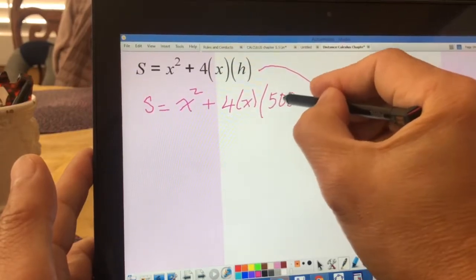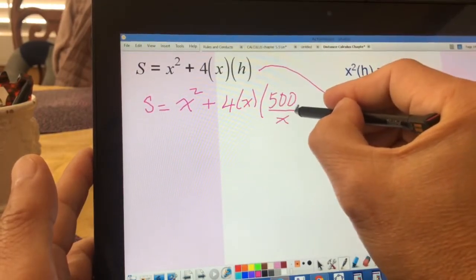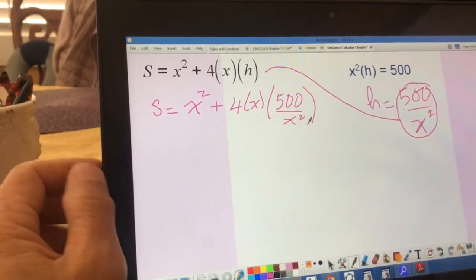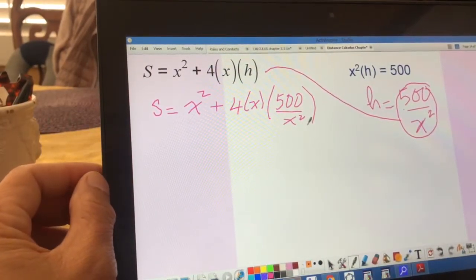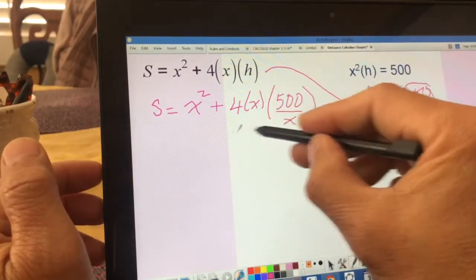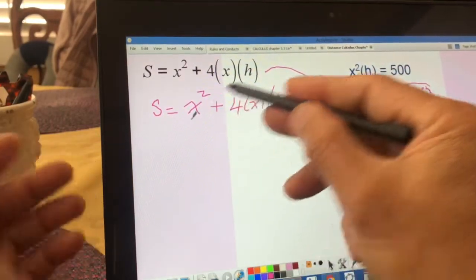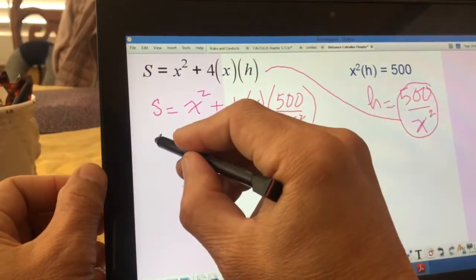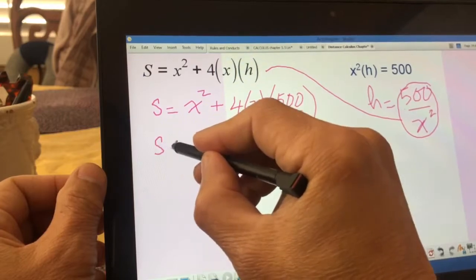Notice I use all these parentheses. I highly recommend that you use your parentheses, or else you're going to mess things up. In fact, this would be a block by itself. It has nothing to do with the x squared. They're going to add it together as the total surface area. So we're going to simplify this a little bit.